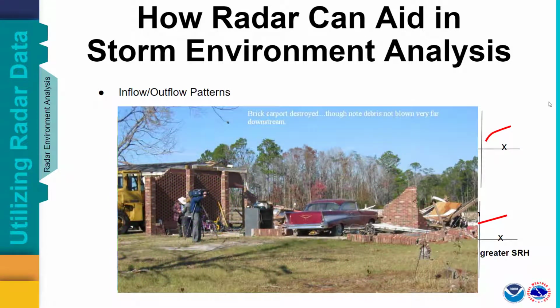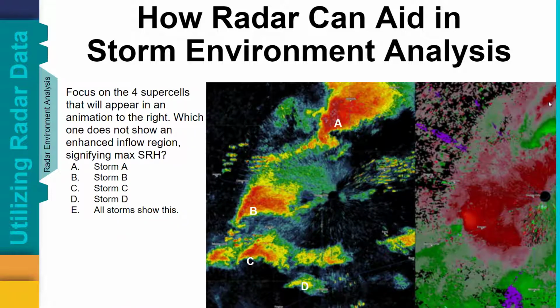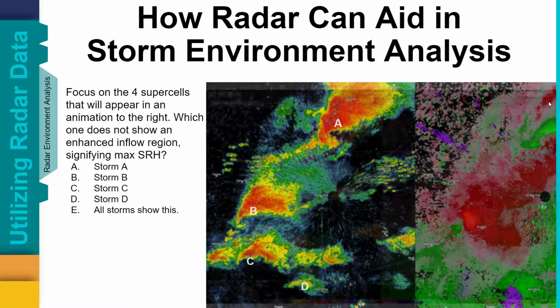The storm ended up producing a tornado in that area. Here's an example of the damage that resulted. Focus on the 4 supercells that will appear in an animation to the right. Which one of them does not show an enhanced inflow region and thus a local max of SRH? Here's the animation.